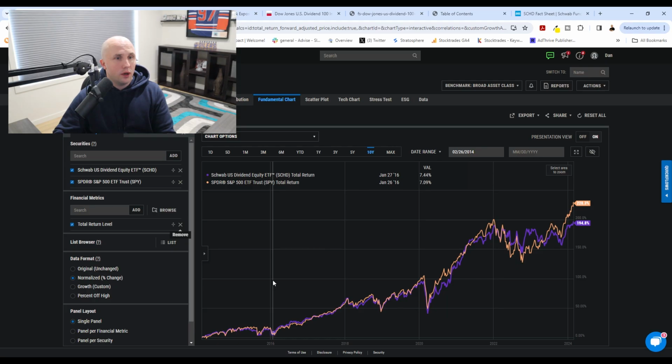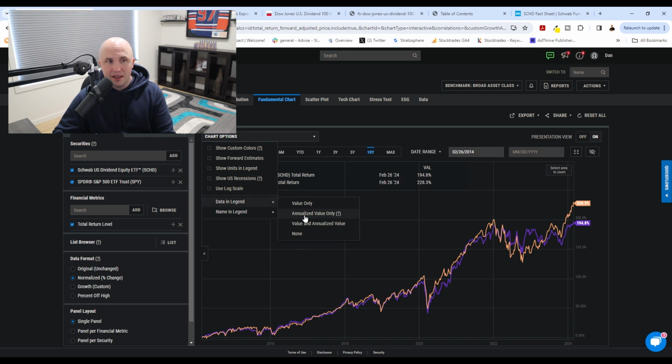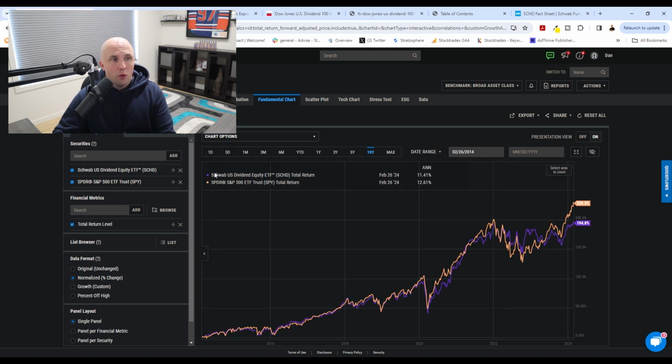Dow Jones Dividend 100, primarily because I believe a lot of investors should be seeking total returns. And when I'm looking to buy a concentrated portfolio of US equities in a fund, I would always benchmark that fund against something that I could buy like SPY. So outside of this, when we reinvest dividends, they have very strong returns, both SPY and SCHD. When we go to annualized values, we can see that over the last 10 years, SPY has a 12.61% annualized return, whereas SCHD has an 11.41%.